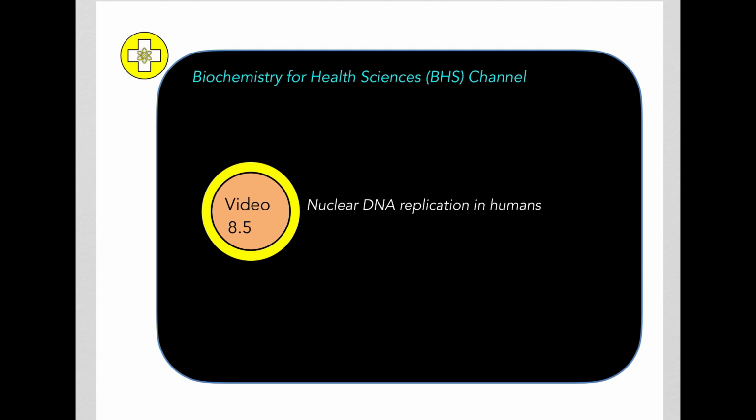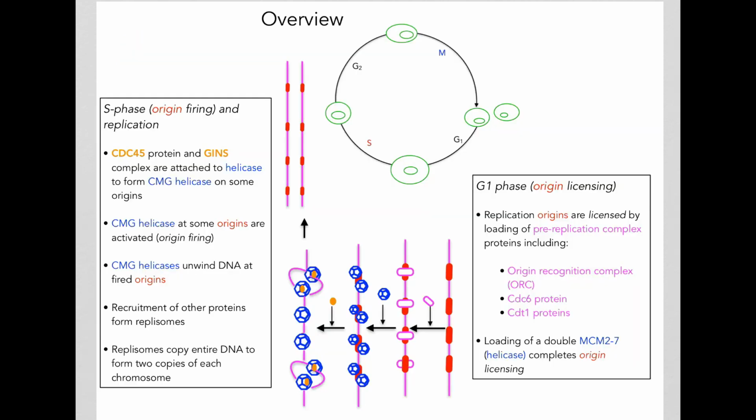In today's video, we shall discuss nuclear DNA replication in humans. First, a quick overview. In a previous video, we discussed the cell cycle, which consists of various phases: G1, S, G2, and the mitosis phase M.